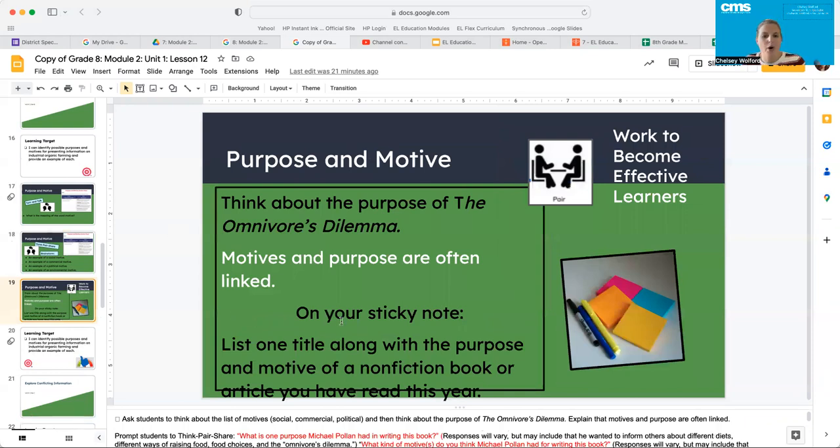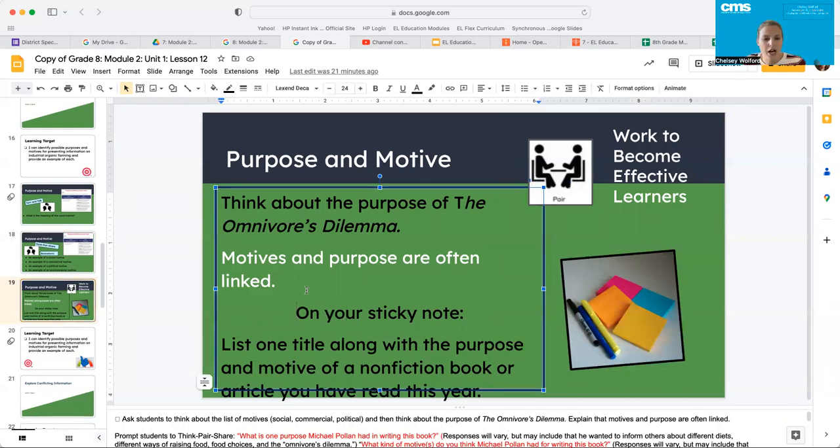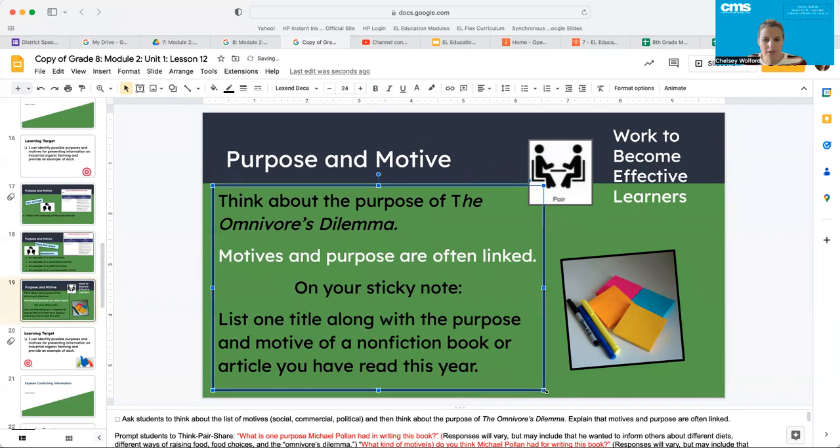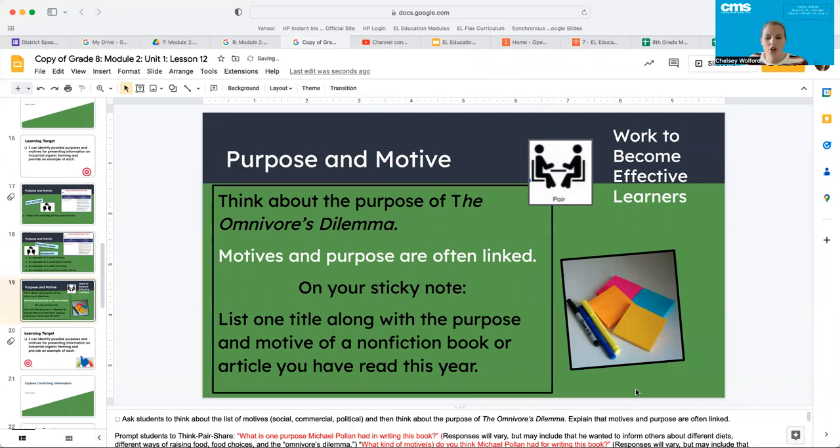All right, guys. So I want your teacher to come around and bring you guys a sticky note, okay? I want you to think about the purpose of The Omnivore's Dilemma, right? And on your sticky note, I want you to list one title along with the purpose and motive of a nonfiction book or article you have read this year. So something you guys have read in class maybe, or a video you guys have watched in class. So go ahead and pause the video and do this now.